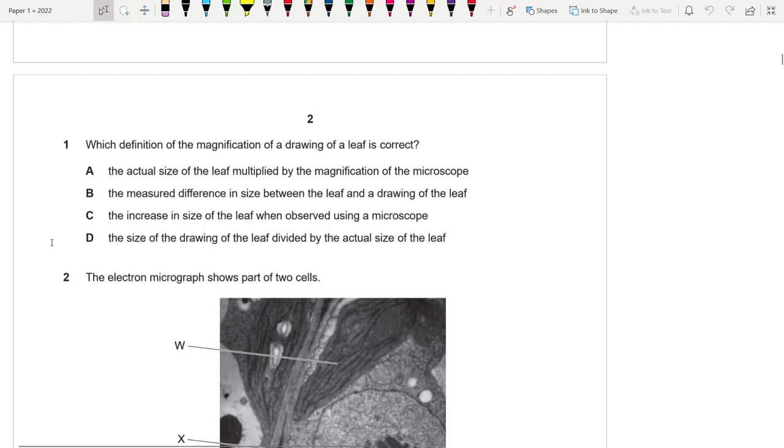Number 1, which definition of magnification of a drawing of a leaf is correct? Remember, the formula of magnification is M is equal to image length by actual length, M is equal to I by A. So the actual size multiplied by the magnification of the microscope, that's wrong. The measured difference in size between the leaf and the drawing? No. D looks like the correct answer. The size of the drawing of the leaf, the image length, divided by the actual size of the leaf. Okay, so the size of the drawing image divided by the actual size. So 1 should be D.